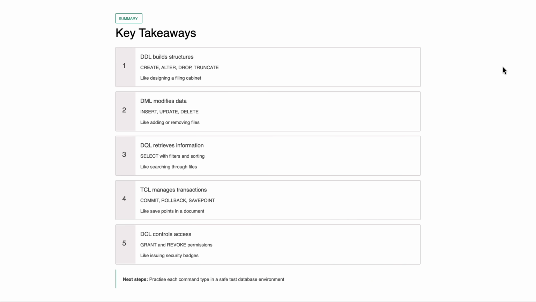So these are the key takeaways. It's like a summary, you can go through it. In this way we can understand what commands are going to be used in SQL.